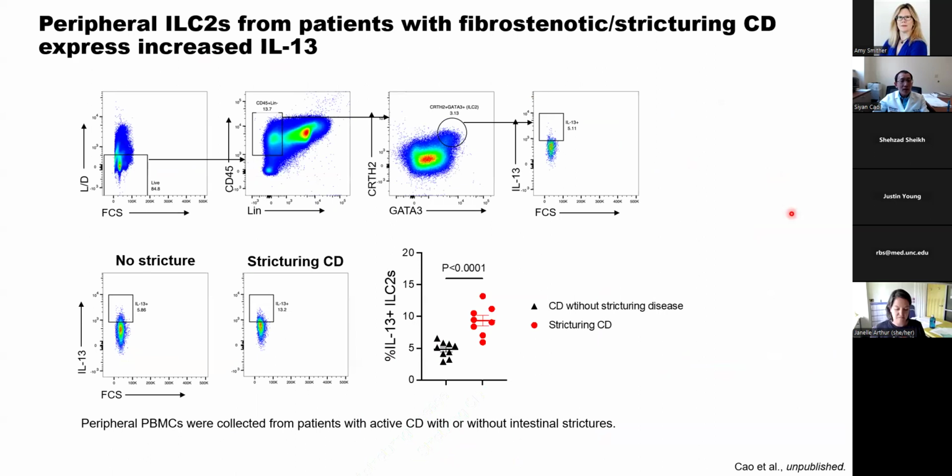And given the findings in animal models, we collected peripheral PBMCs from patients with active Crohn's disease with or without intestinal strictures. We ran flow cytometry to identify the ILC2s as well as the expression of IL-13 inside the cells. Here you can see the patients with stricturing Crohn's disease actually had a high expression of IL-13 in their ILC2s, which is consistent with the finding that IL-13 might promote the development of stricturing disease with chronic inflammation.